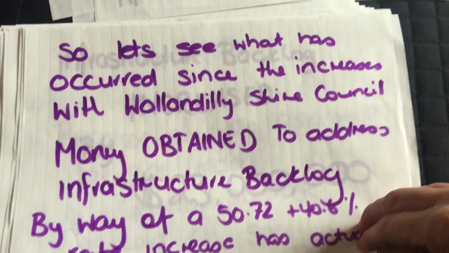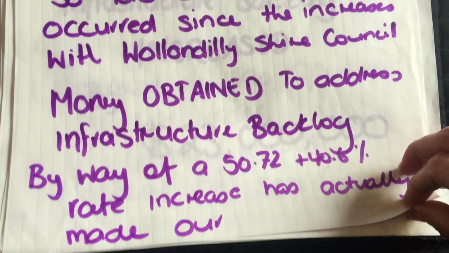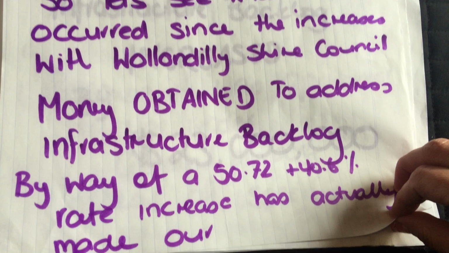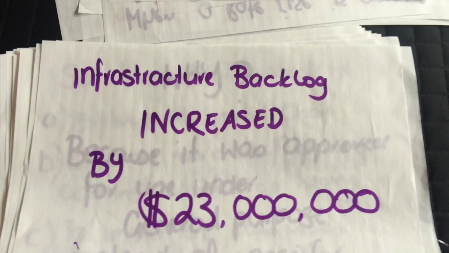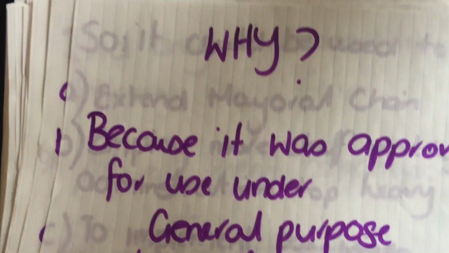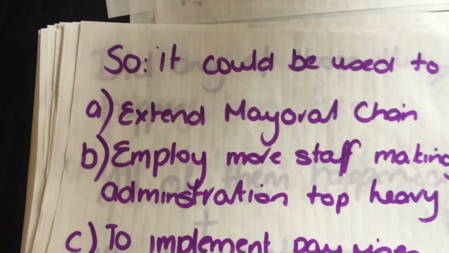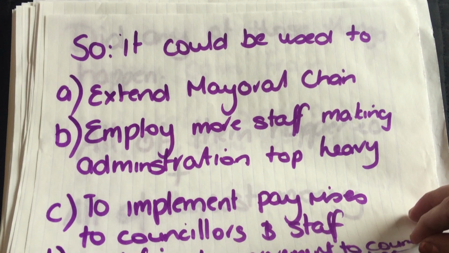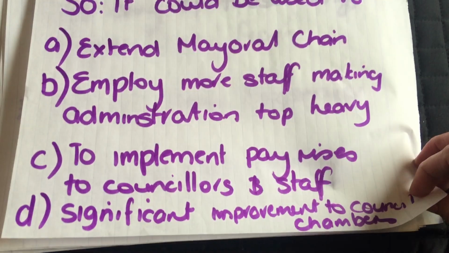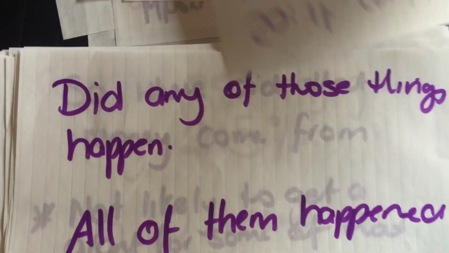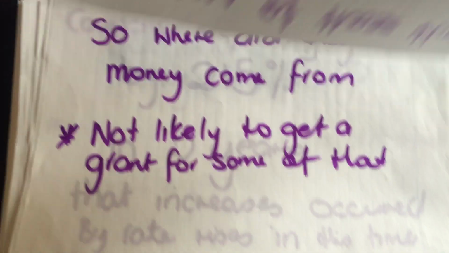So let's see what has occurred since the increases with Wollondilly Shire Council. Money was obtained to address the infrastructure backlog by way of a 50.72% on top of an already 40.6% rate increase, which has actually made our infrastructure backlog increase by, you guessed it, $23 million. Why? Because it was approved for use under general purpose instead of specific purpose. So it could in fact have been used to extend the mayoral chain, employ more staff, making administration top heavy, implement pay rises to councillors and staff, and significant improvement to council chambers. Did any of those things happen? Well, all of them happened, and all of them cost money.